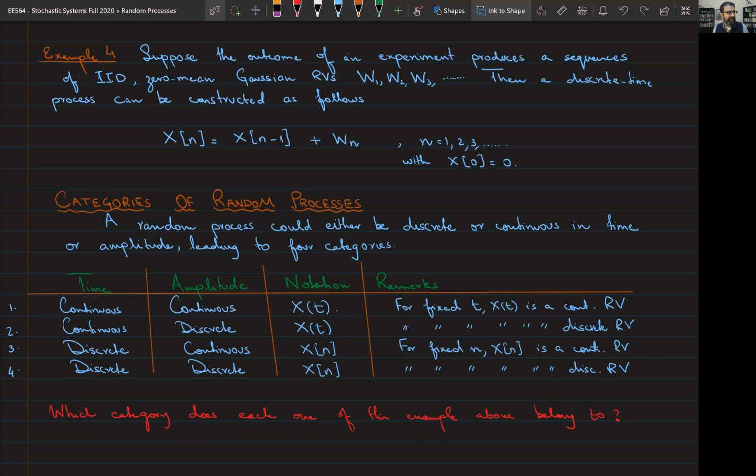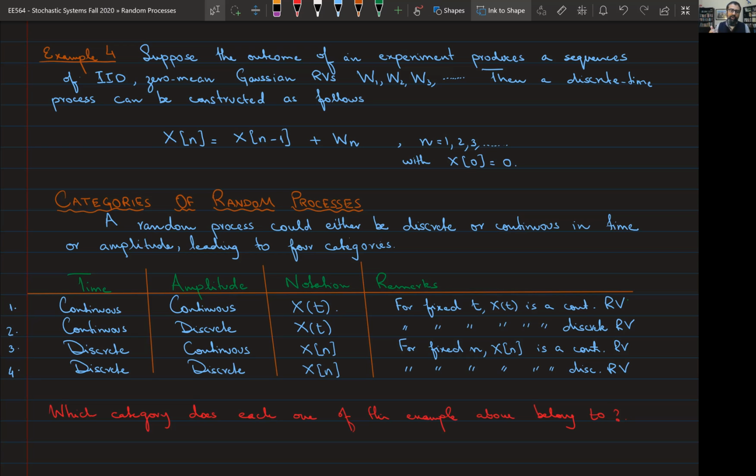I do want to mention the categories of random processes here, something which we forgot to discuss last time. Just like a signal is either a continuous time signal or a discrete time signal, a random process can be a discrete time process or a continuous time process. If it's a continuous time process, you have time as a continuous variable, and if it's a discrete time process, you have time as a discrete variable.